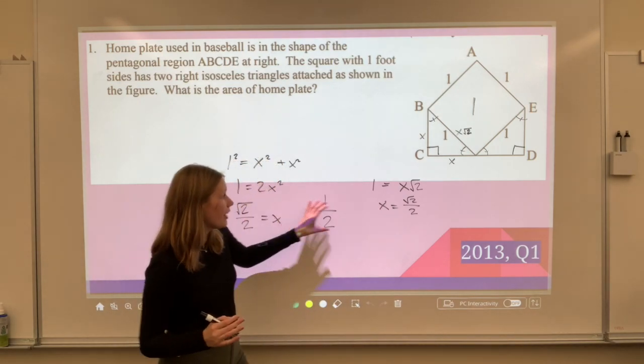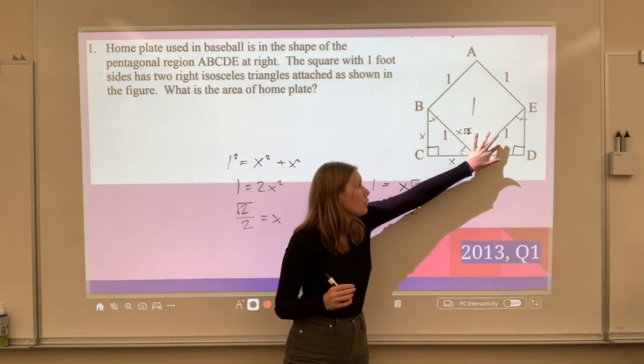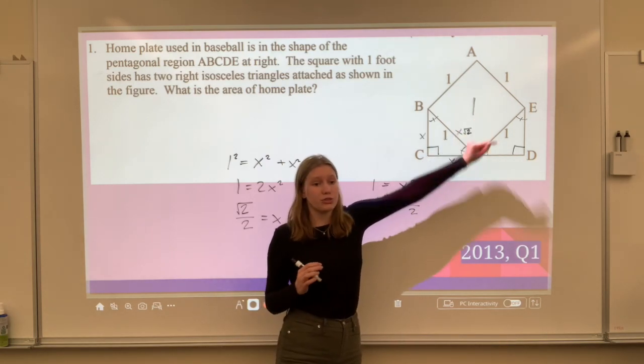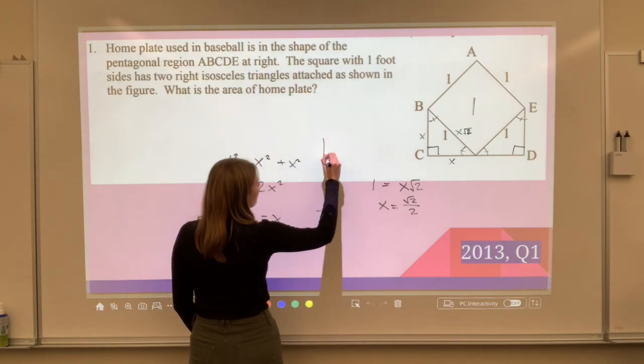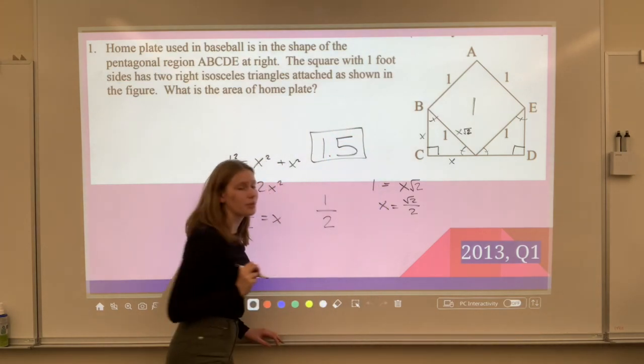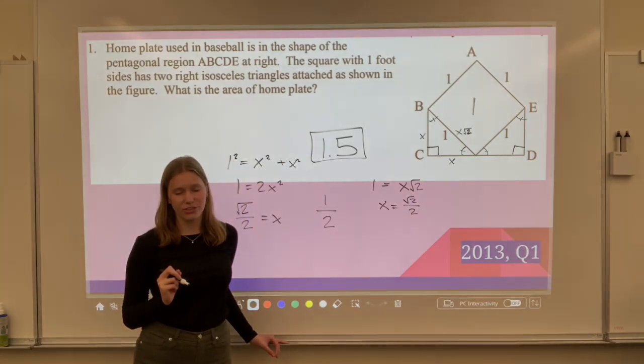So we add the area of these two triangles, 1/4 and 1/4. So we have 1/2 plus the area of this square, which is 1. So our final answer is going to be 1.5 feet squared. All right, let's move on.